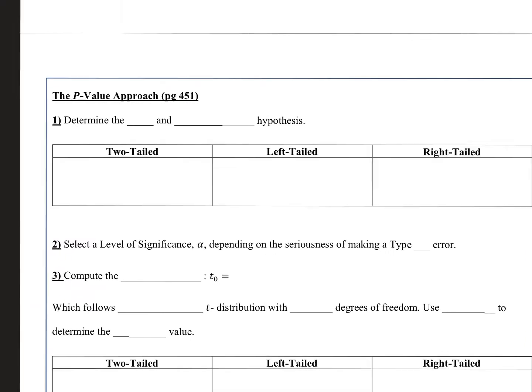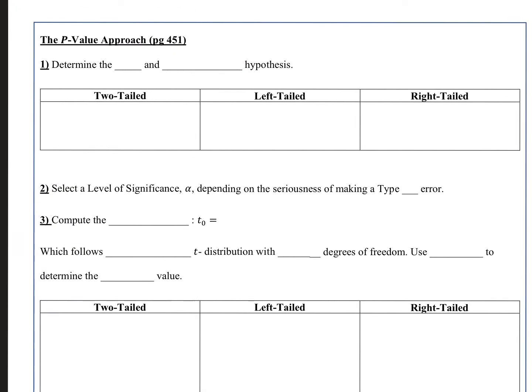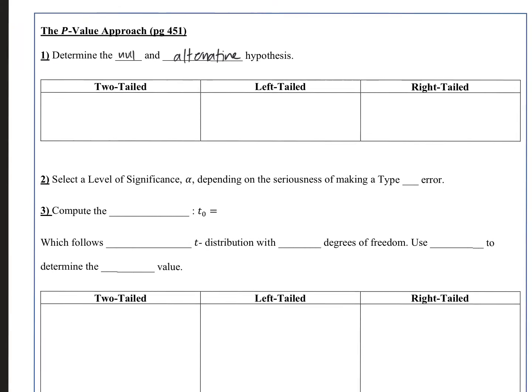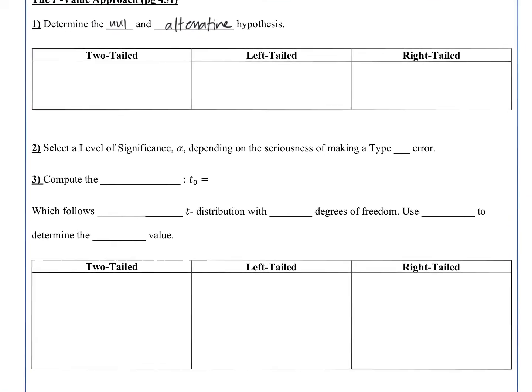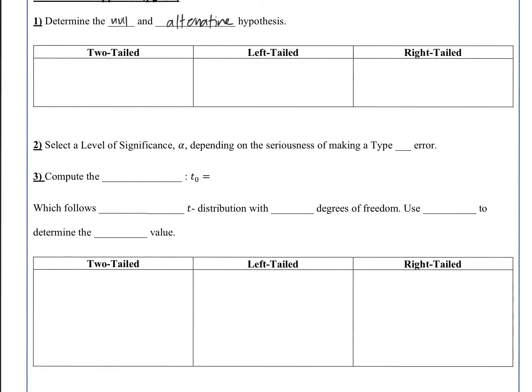Pretty similar to before. So the p-value approach. We're going to determine, once again, the null and alternative hypothesis. Okay, so remember, the first two steps for the p-value and classical are the same. So go ahead and write down the different null and alternative hypotheses that we have. Hopefully you have them memorized by this point.